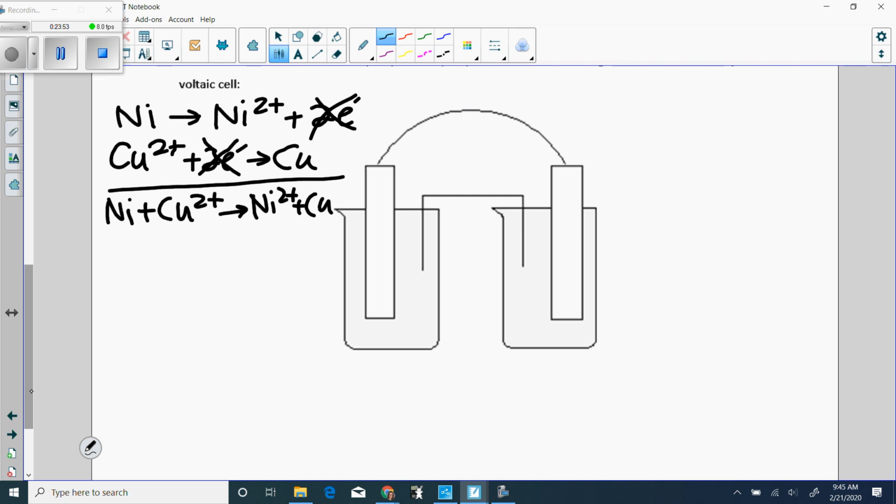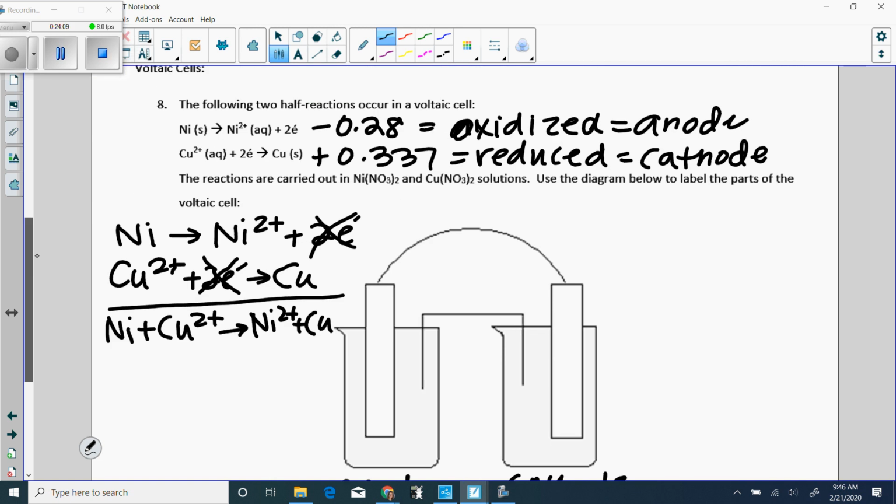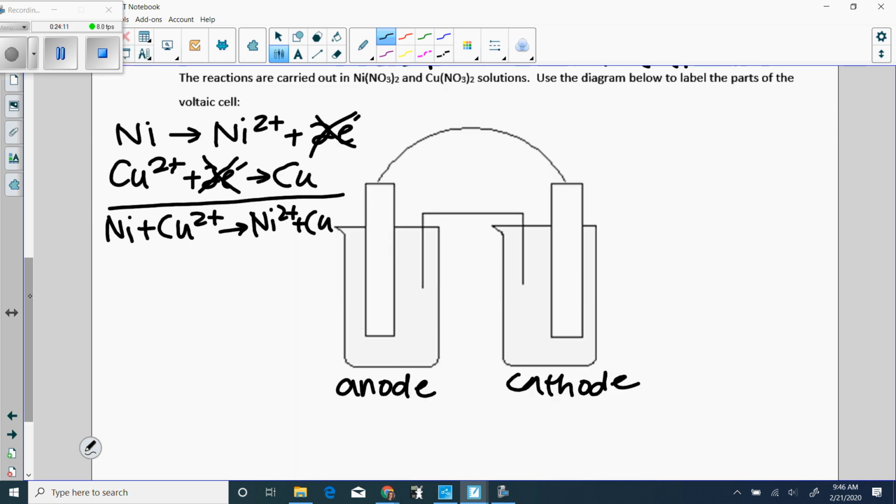To draw the picture, I like to put my anode on the left. You don't have to. I like to put my cathode on the right. You don't have to. And if it's given to you, it could be anyway. It might be backward. My anode, I learned because I have it written down. I'm staying organized. It's my nickel and my nickel 2 plus. That's why I like to be organized. Now I don't really have to think. I'm just copying. And my cathode, I know, is my copper and my copper 2 plus.